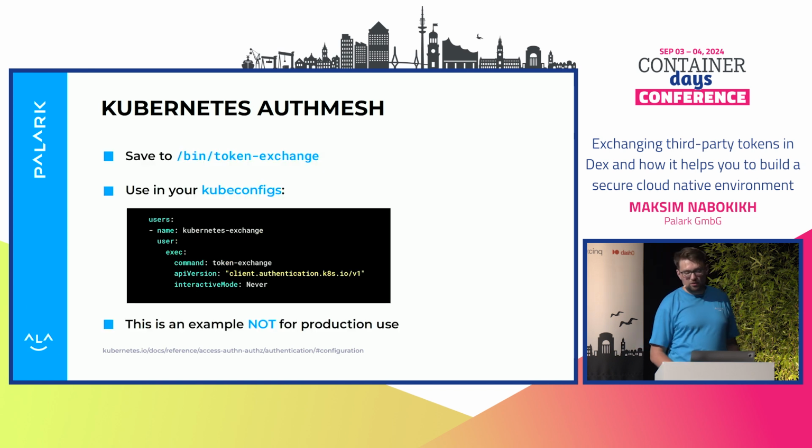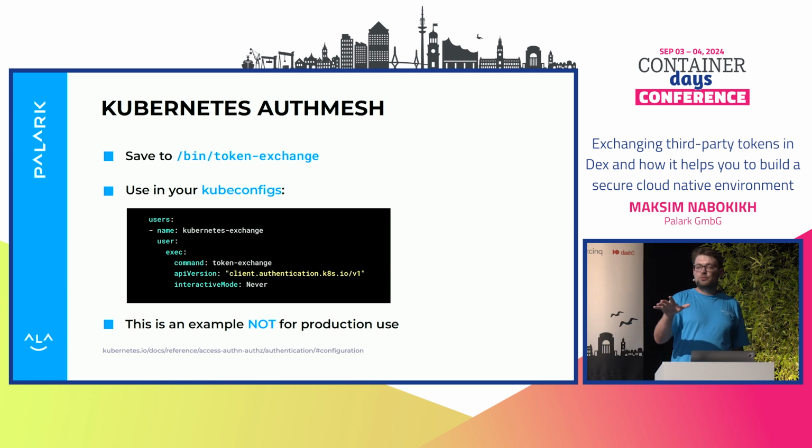Then we are saving this script to the bin token exchange file. We are giving this script execution rights, and then we are providing this section in the kubeconfig file. And now we will be automatically exchanging tokens of service account to DEX tokens. And with this token, we can access any Kubernetes cluster in this mesh.